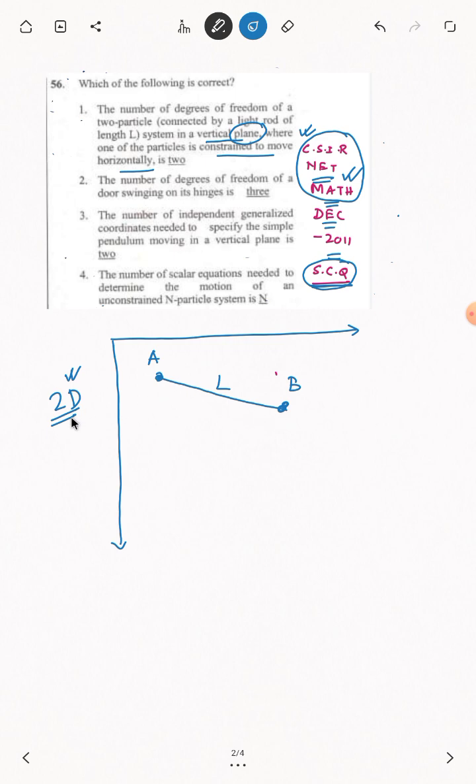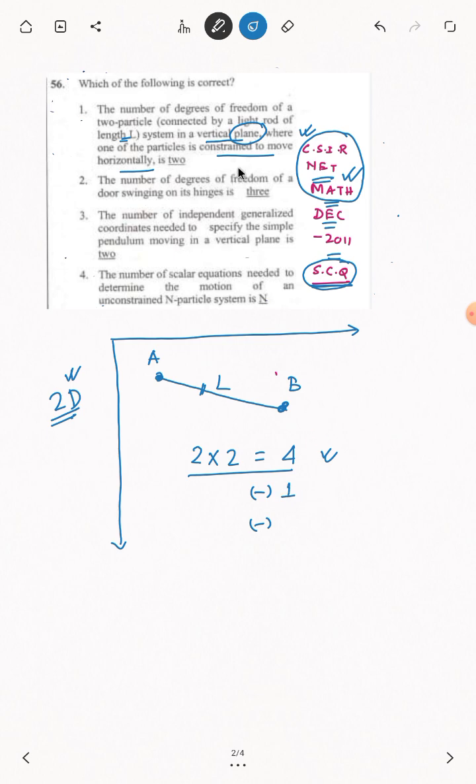So in a 2D two-particle system, if those two were free, then 2 times 2, that is 4, would be the answer. But some constraints are there, so we have to eliminate those constraints. Let us see what those constraints are. First look at that. In the vertical plane, the rod length between A and B is fixed, so clearly one constraint is to be eliminated.